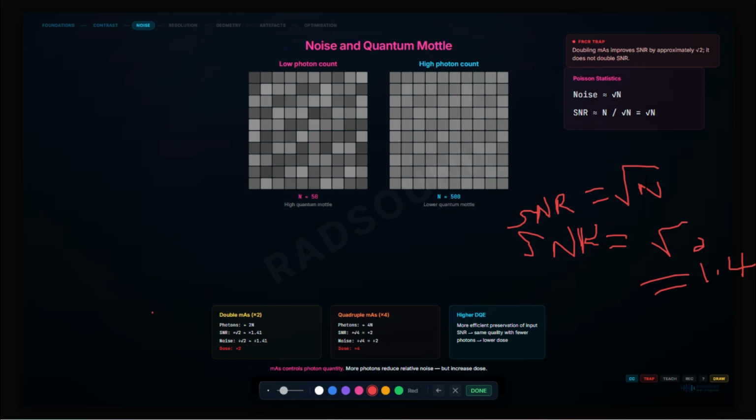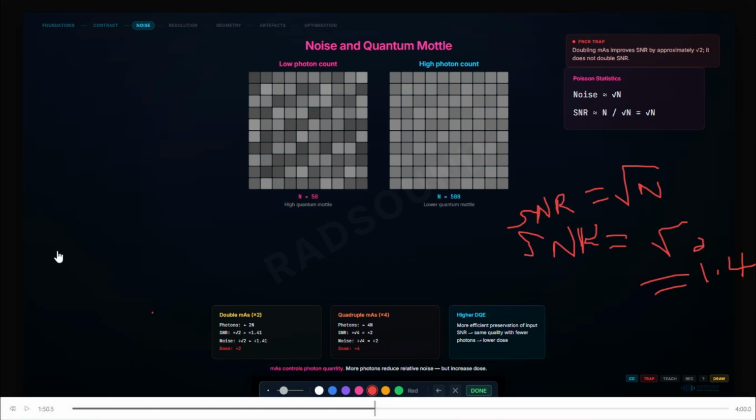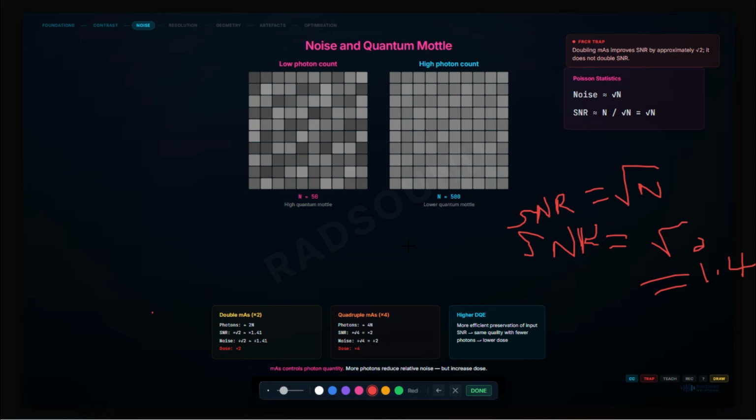So it does not triple it, sorry. If you want triple, you must increase it by a factor of 5. So in that case, you can have it up to 4 point something. So doubling mA does not double the signal to noise ratio. Because this is a trade-off, you are increasing dose for a better signal.